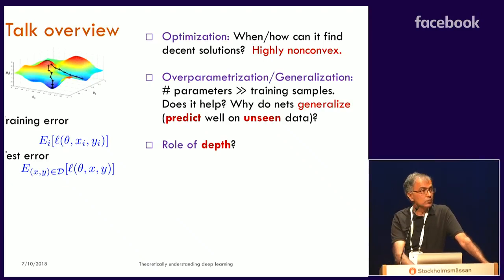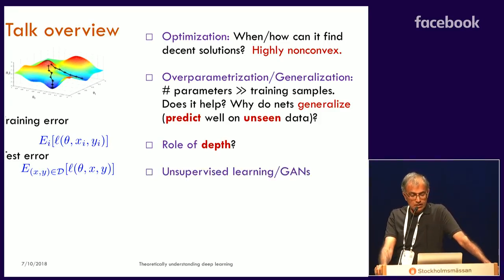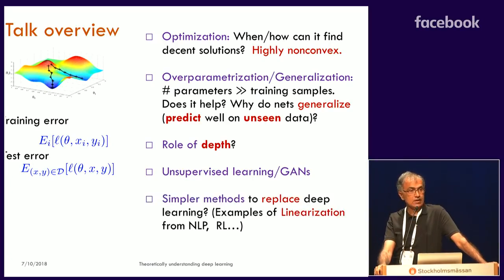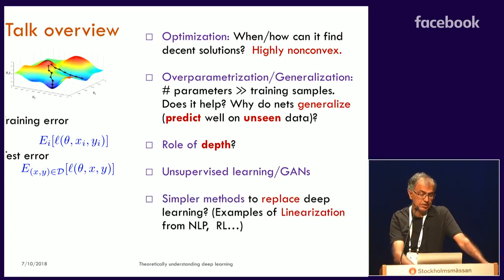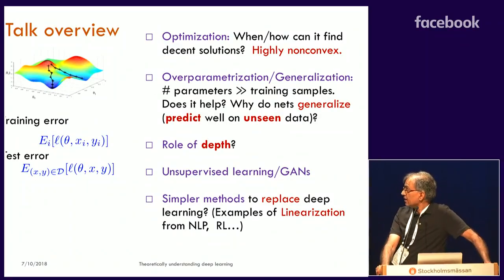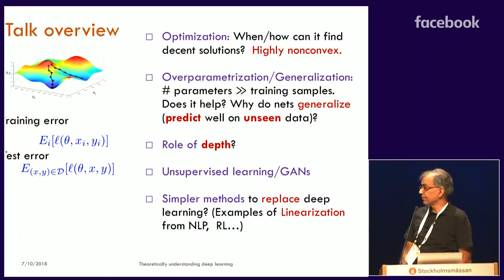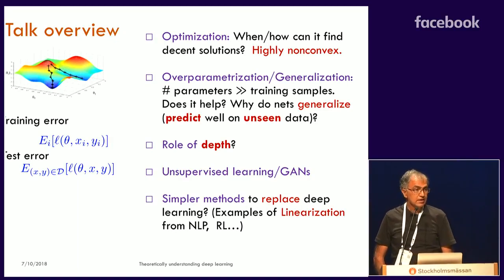The third part will be the role of depth. Why depth in deep learning? The next part would be unsupervised learning and GANs. There's been, in the last couple of years, some theory about that. And finally, some examples of simpler methods to replace deep learning.